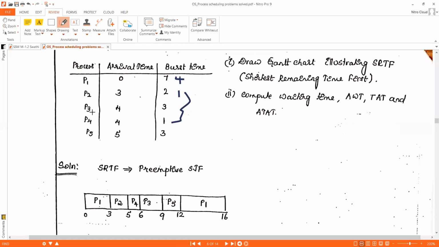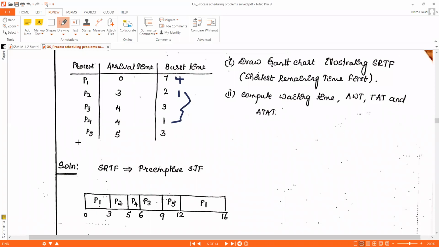Here process 3 came first to the ready queue, so the CPU will be allotted to process 3, and process 3 will start executing. Its burst time is 3 milliseconds. 6 plus 3, at clock time 9 milliseconds, process 3 will be executed.